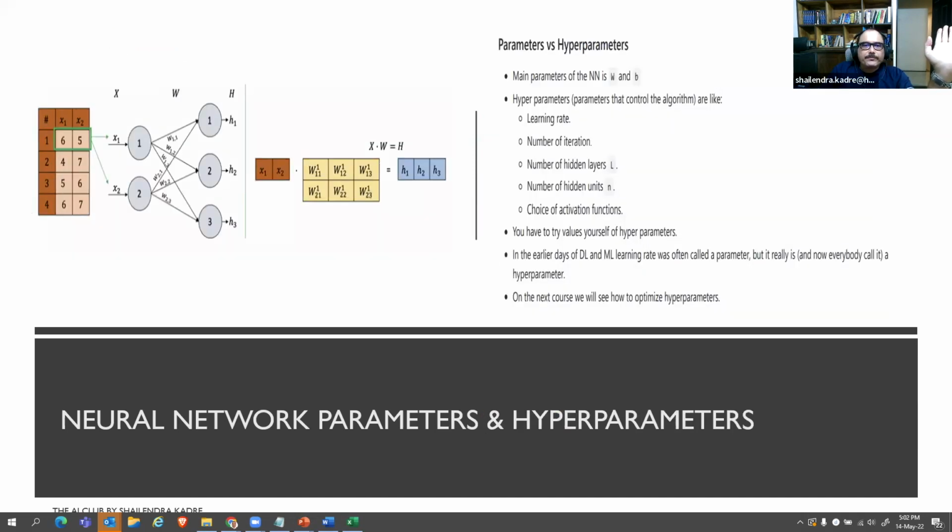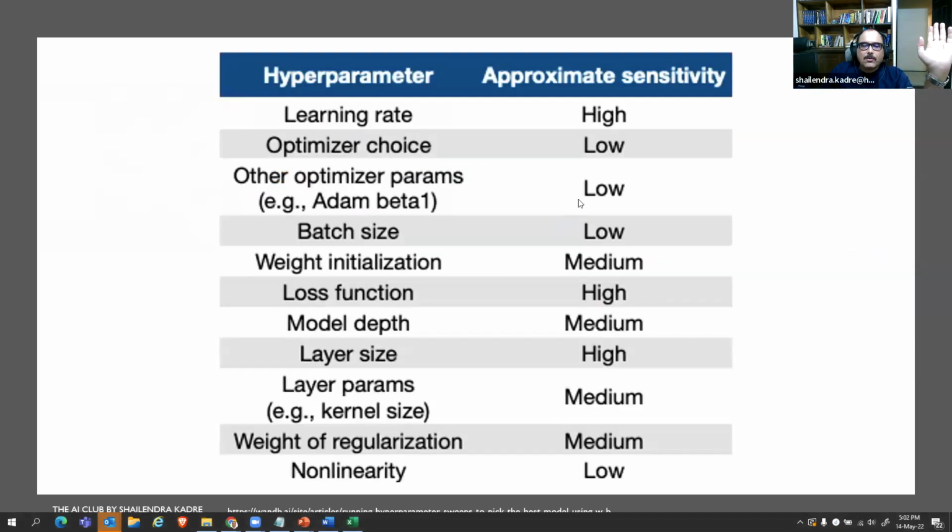Now, the same thing is repeated here, so nothing much to discuss. Now let us go into the effect of hyperparameters.